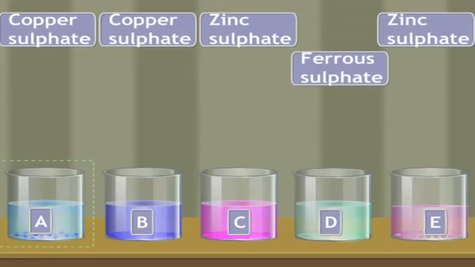Now note that the blue color of the solution in beaker A has disappeared. This is because zinc replaces copper from copper sulfate. In beaker B, the solution turned green. This is because iron has replaced copper from the copper sulfate solution. There's no change in the other 3 beakers C, D and E.